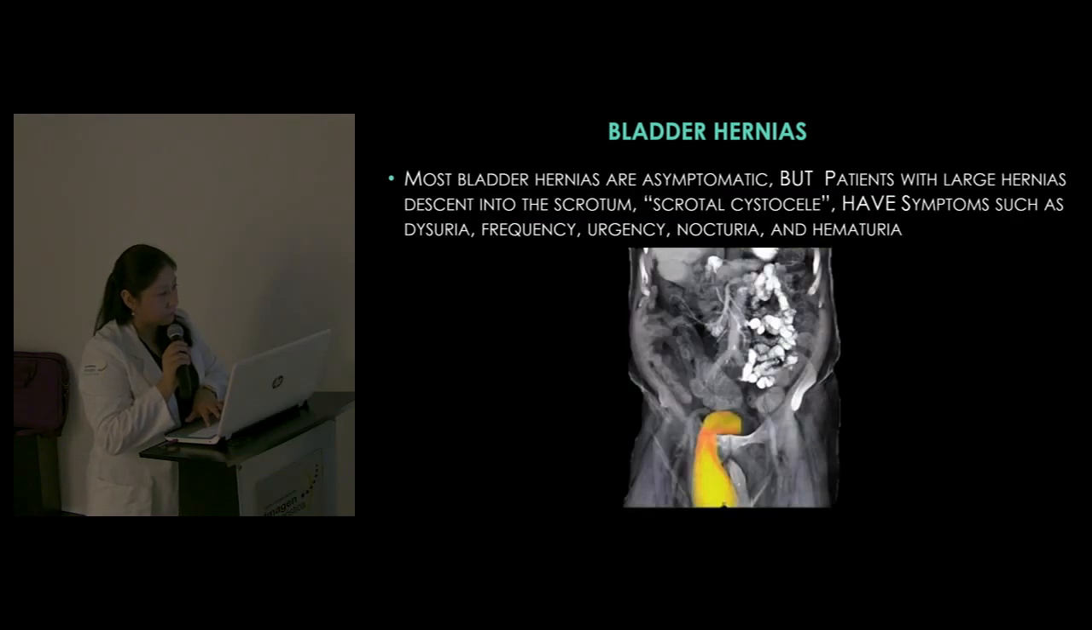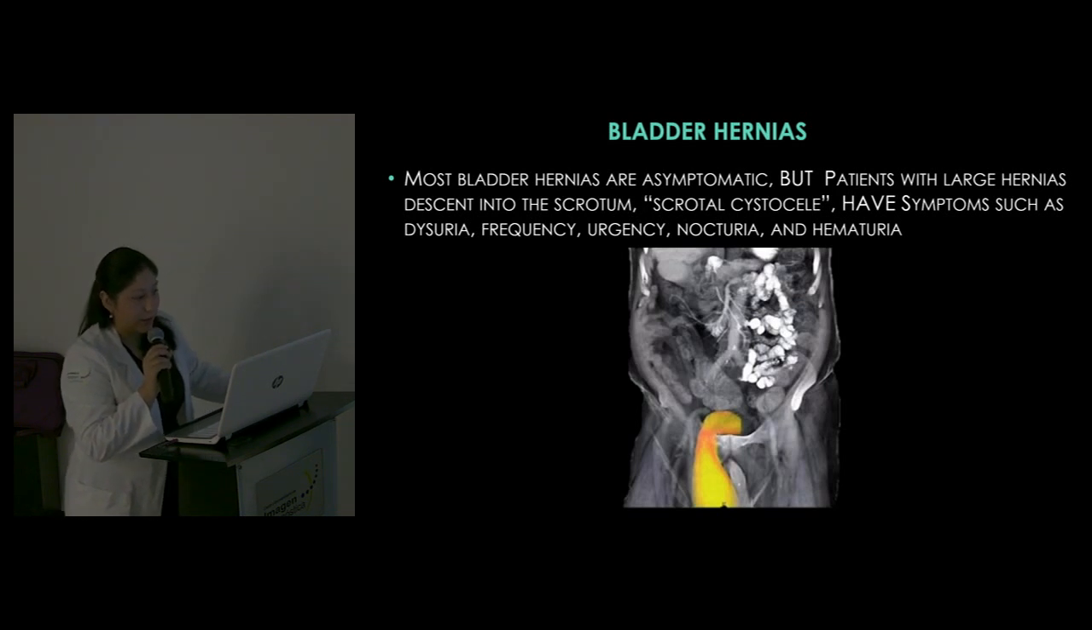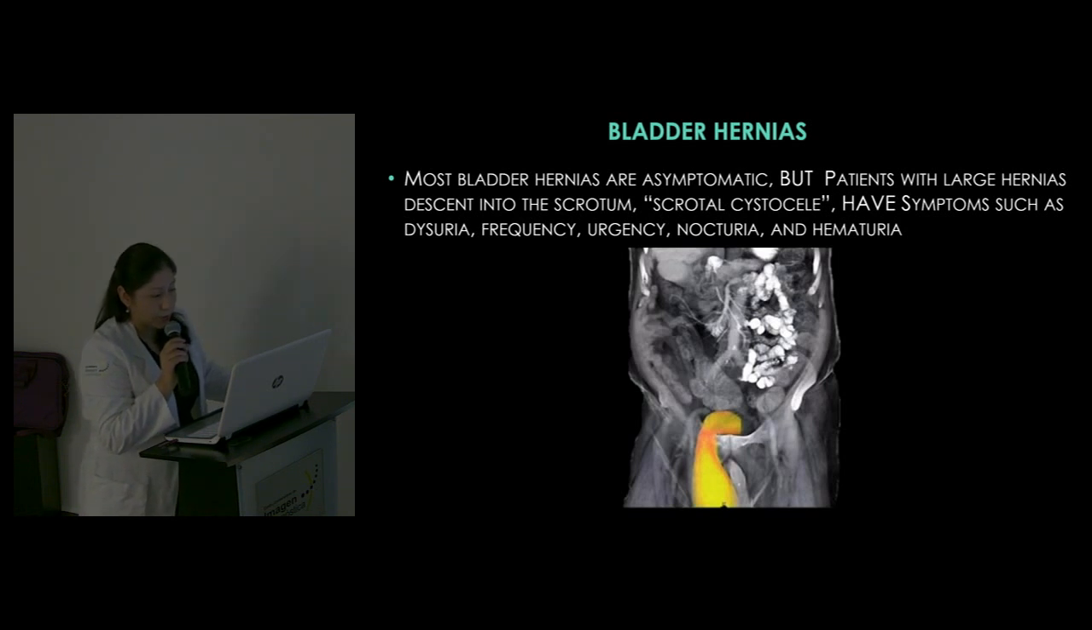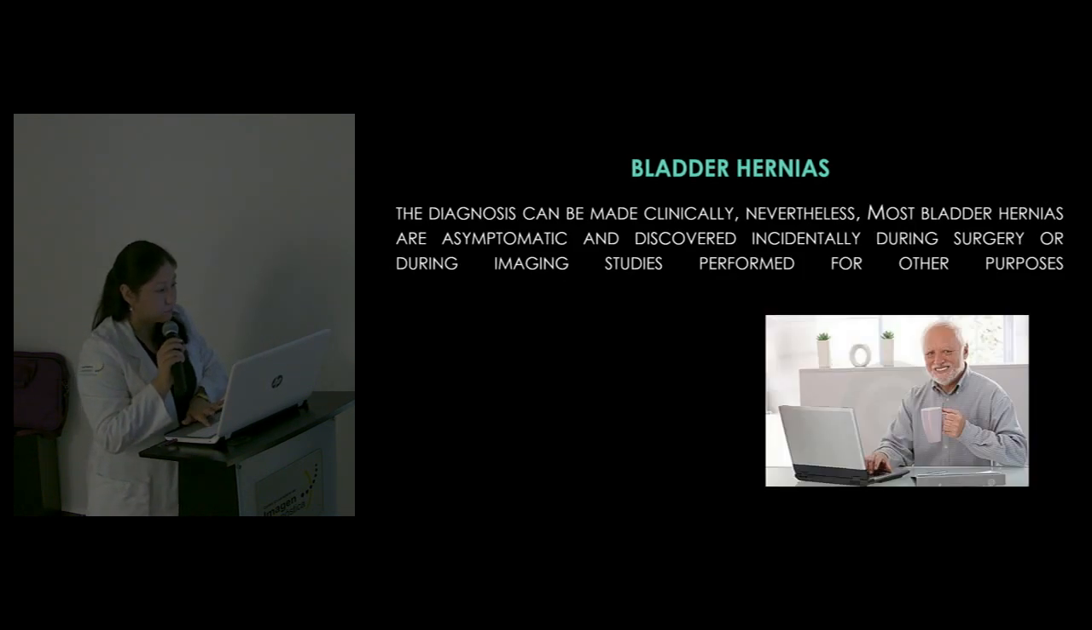masses. Most bladder hernias are asymptomatic, but patients with large hernias descending to the scrotum, what we call scrotal cystocele, have symptoms such as dysuria, frequency, urgency, nocturia, and hematuria. The most characteristic clinical sign of a large cystocele is the Mary sign. What is the sign? It is a two-stage micturition, a situation in which initially the patient empties the normally located bladder and then voids again after manual compression of the hernial sac.